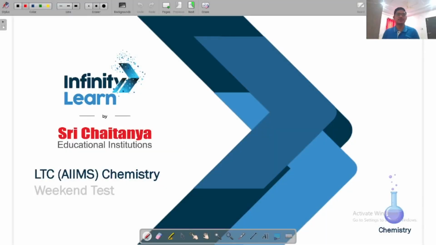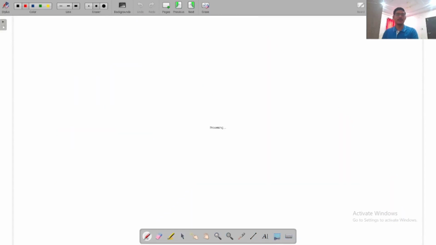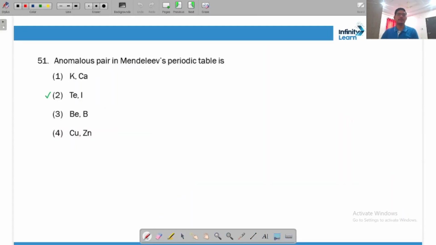Let us start with the solution of LTC AIIMS chemistry weekend test. Here is our question 1. The anomalous pair in Mendeleev's periodic table is tellurium and iodine because the atomic mass of tellurium is 128 and the atomic mass of iodine is 127, right? So instead of being arranged in the order of increasing atomic mass, it was the reverse, right? So this becomes an anomalous pair.